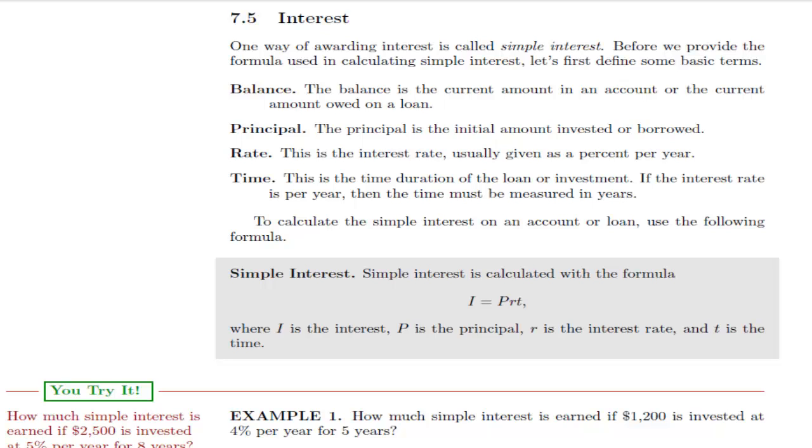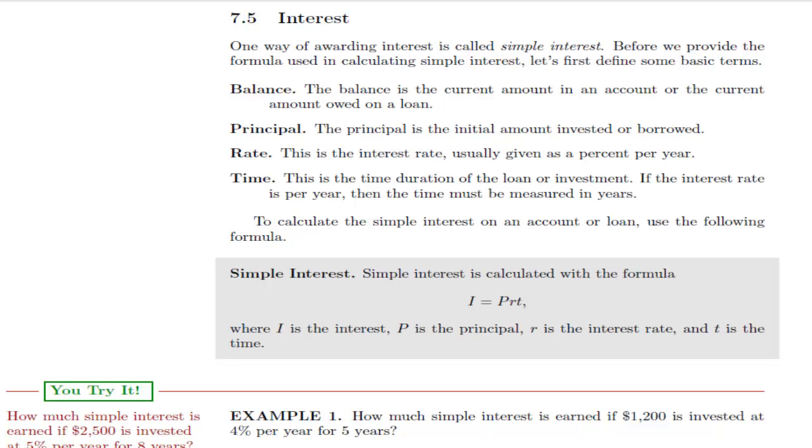One way of awarding interest is called simple interest. Before we provide the formula used in calculating simple interest, let's first define some basic terms. Balance. The balance is the current amount in an account or the current amount owed on a loan. Principal. The principal is the initial amount invested or borrowed. Rate. This is the interest rate, usually given as a % per year. Time. This is the time duration of the loan or investment. If the interest rate is per year, then the time must be measured in years.